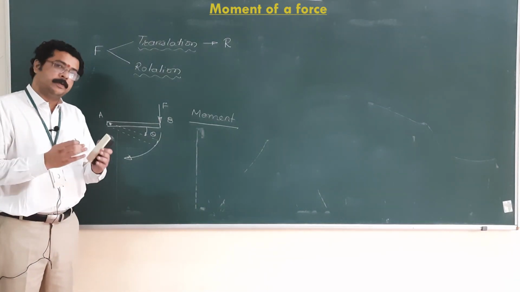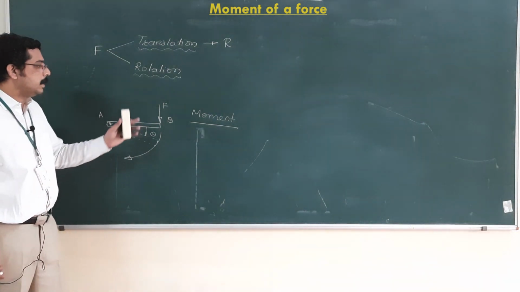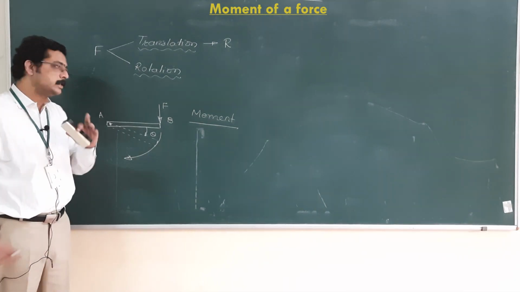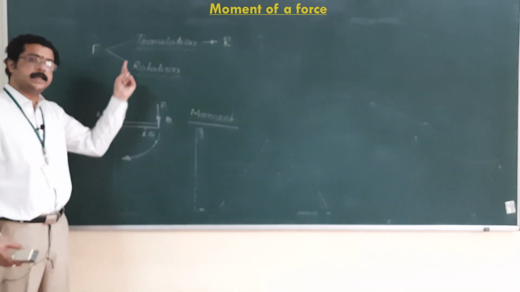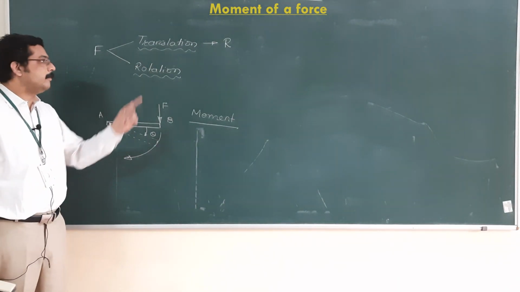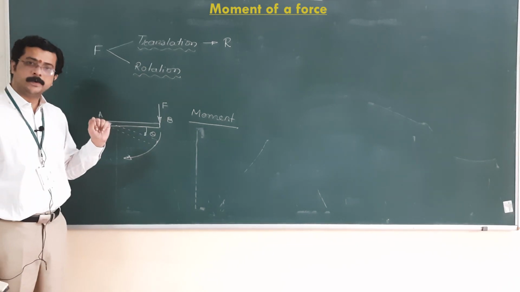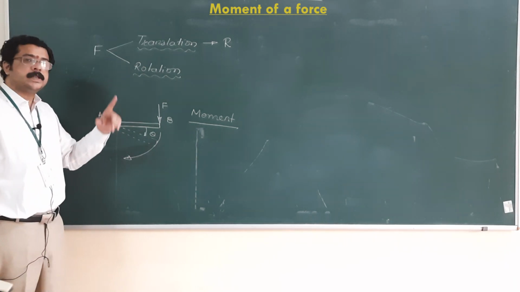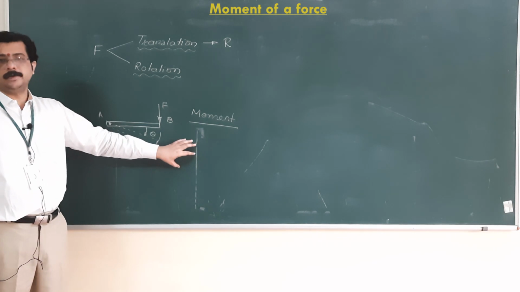Alright, so with these examples we can understand a single force can produce two effects. One is translation and second is rotation. Translational effect is taken care by finding out magnitude of the resultant force, whereas rotational effect is taken care by finding out moment of a force.